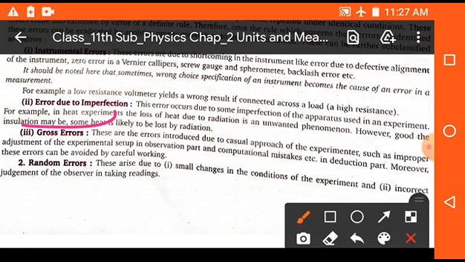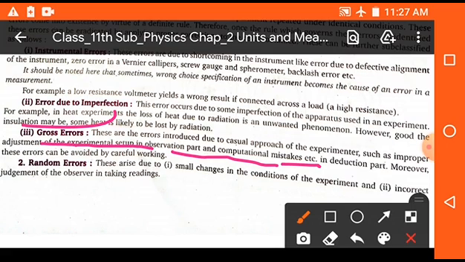Okay students. Now, gross error. These are the errors introduced due to a casual approach to the experiment, such as improper adjustment of the experimental setup, observation part and computation mistakes, etc. That means in the case of gross error, we can find errors generated by calculation and errors generated by the maladjustment of the instruments. So by these processes, the error produced is called gross error.